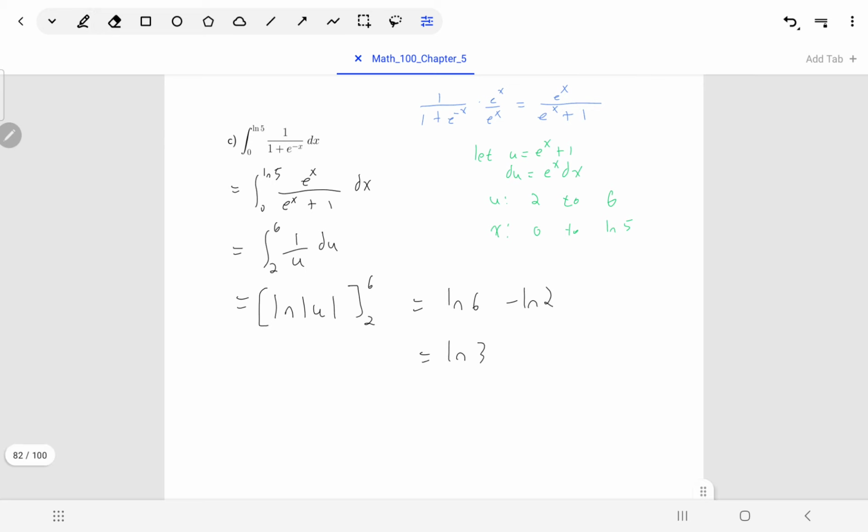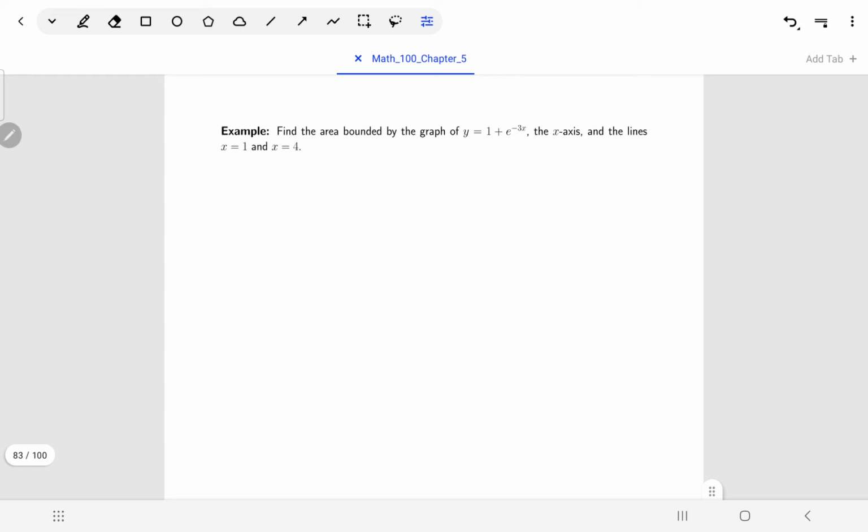We didn't graph this as a function, or we didn't even think about what this integrand would look like as a function, but it is something that is above the x-axis. So actually the number that we found here does represent an area. It's the area under this curve between 0 and natural log of 5. But now let's do a real for real area problem.